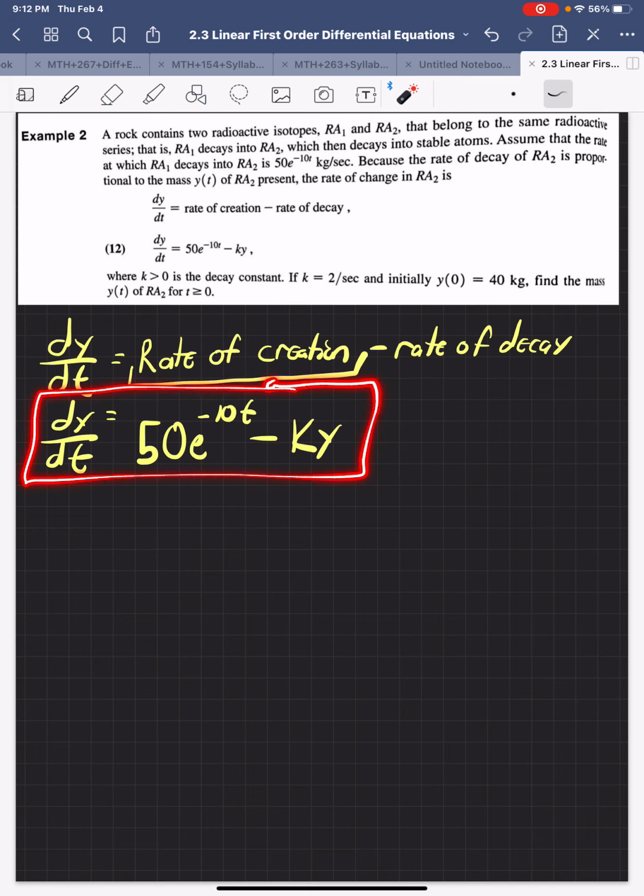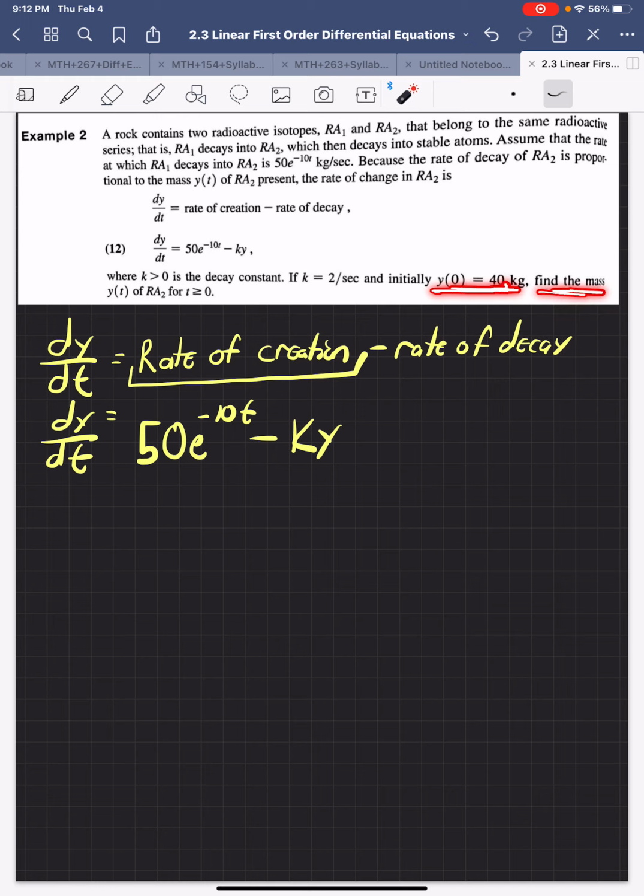All right, so let me finish reading. So basically we have k, where k greater than 0 is the decay constant. We are told that if k is equal to 2, was that 2 over, am I reading that correctly? Oh yeah, so wait a minute, they give us an initial mass at time 0, y of 0 is equal to 40 kilograms.